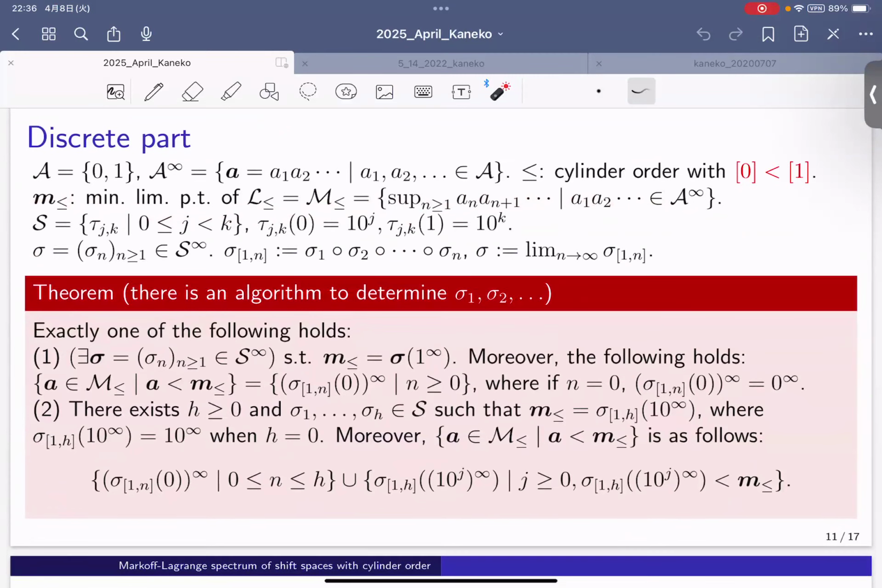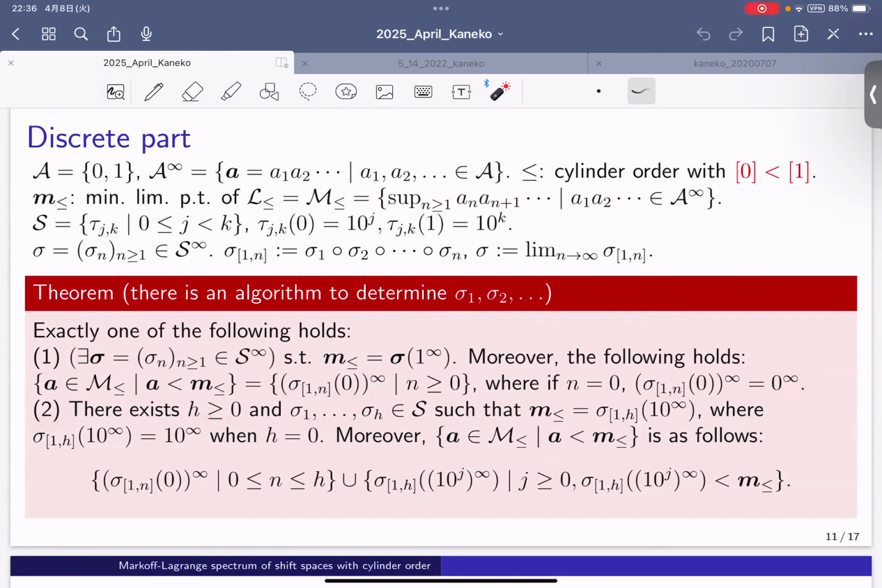At first, the minimal limit point is written in terms of S-adic systems. And moreover, the discrete part is written in terms of partial iterations, and we consider periodic ones. Here, in the case where n is 0, this means 0 to the infinity.